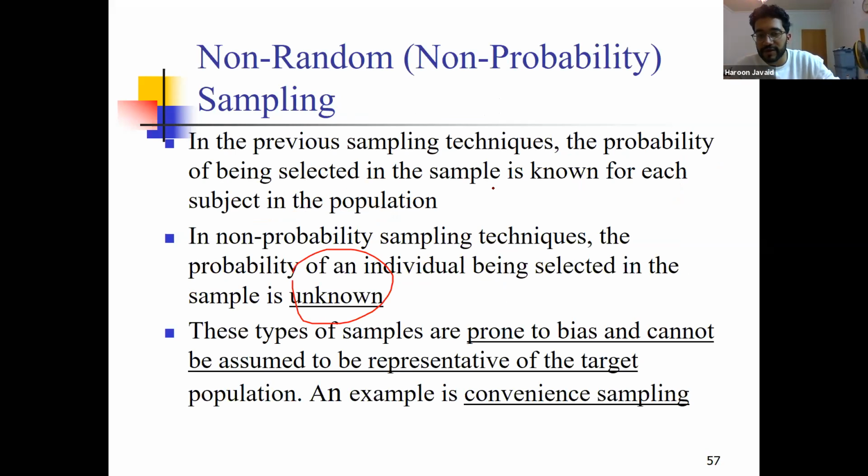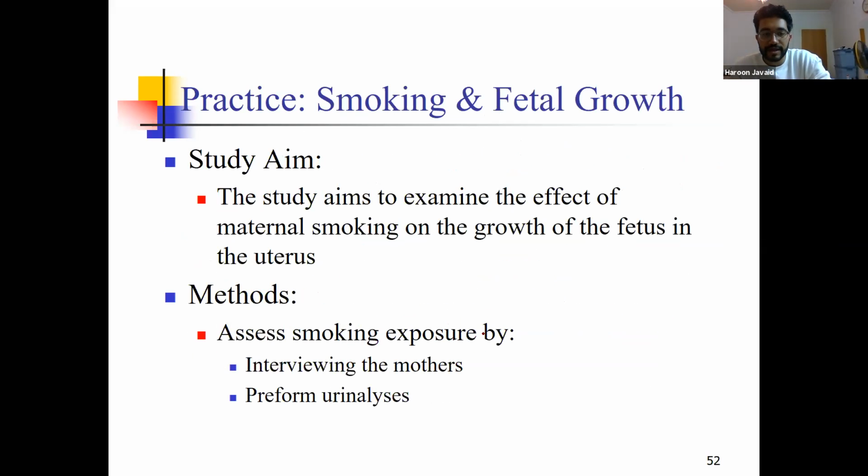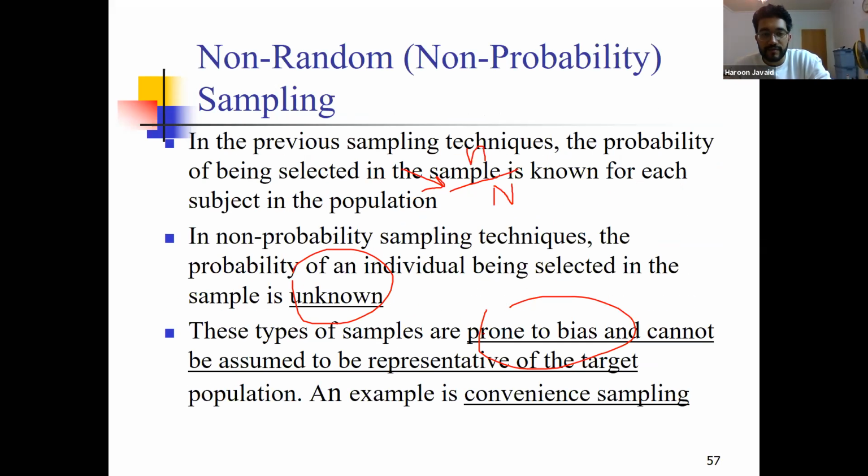In random sampling, you always know what the probability is because it's going to be small n over capital N. That's going to be the probability of everyone in a random sample. Over here, it's unknown. These are prone to bias, obviously, and cannot be assumed to be representative of the total population. This is basically just an example, and that covers this lecture.